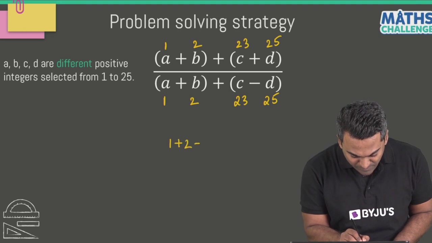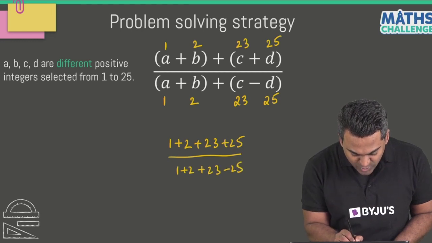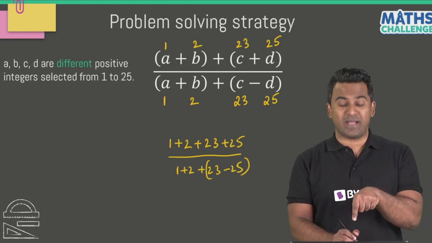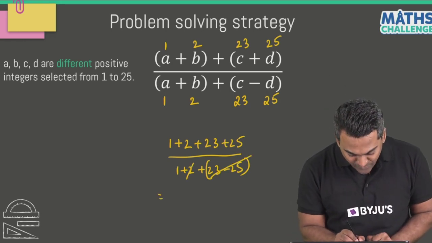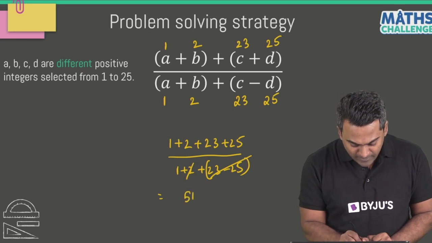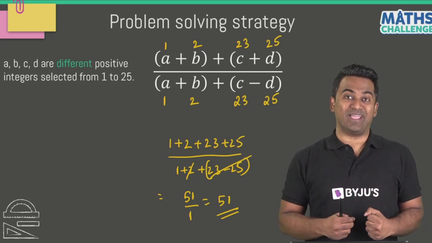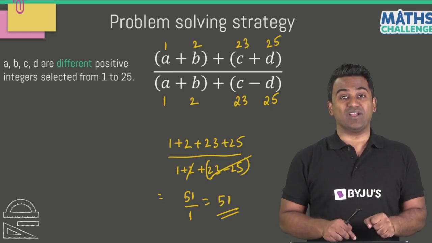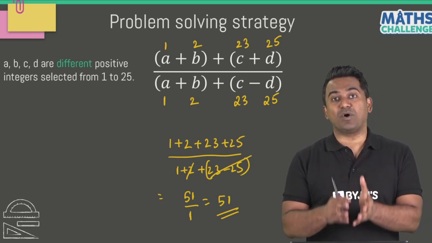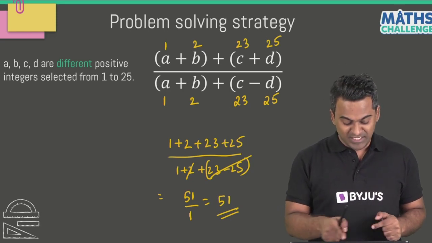So this is going to be 1 plus 2 plus 23 plus 25 divided by 1 plus 2 plus 23 minus 25. Now 23 minus 25 is minus 2. The 3 minus 2 this time leaves 1, and I'm ending up with 48, 50, 51 divided by 1, and there you go. It is quite bigger when you compare it with the last answer, which was, I believe, 26. So this right here is going to be the biggest possible value for the fraction given to us, that is a plus b plus c plus d divided by a plus b plus c minus d.